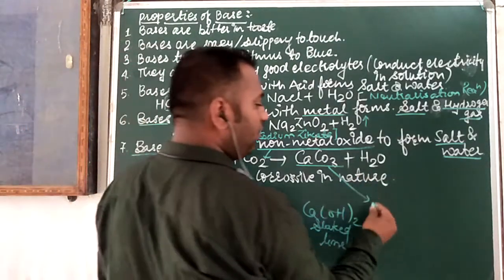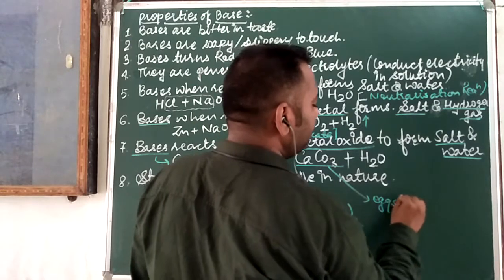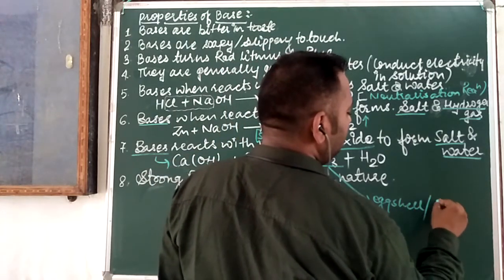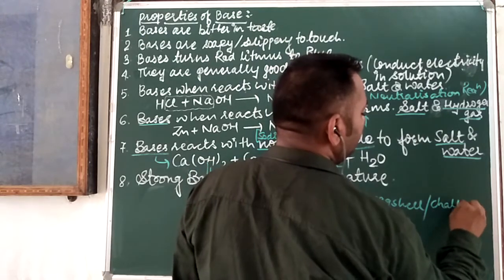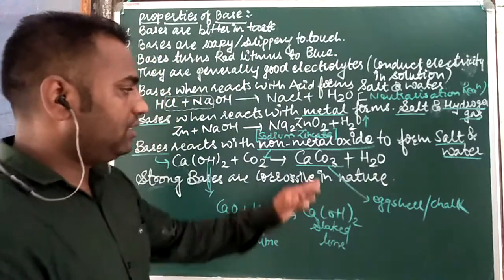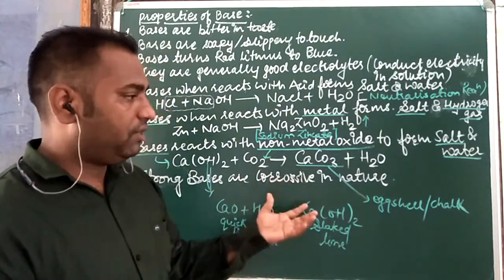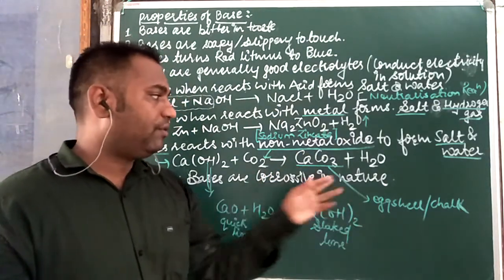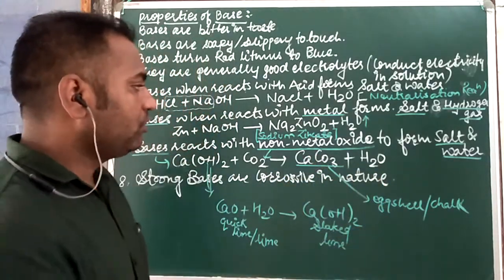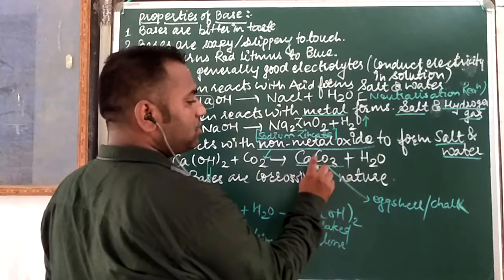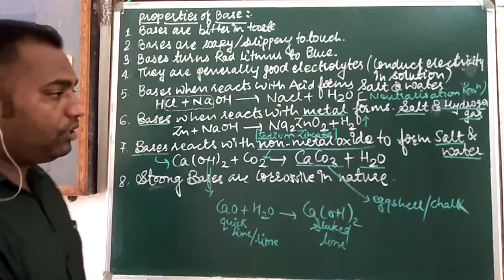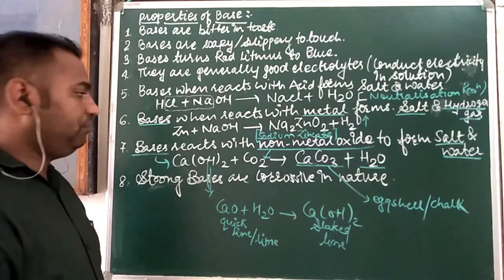It occurs in different forms, like marble and sometimes chalk. Chalk is also a form of calcium carbonate. So this calcium carbonate is formed, and this is the salt here, and water, H2O, will be formed here.